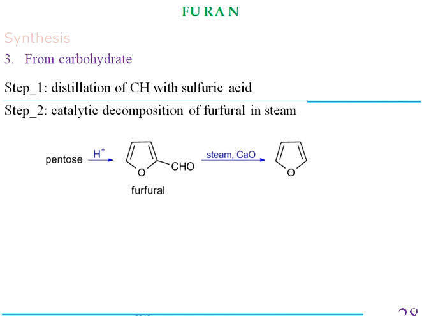Third synthesis for furan is from carbohydrates. It's a two-step process. In the first step, dehydration occurs using sulfuric acid. And in the second step, catalytic decomposition takes place in presence of steam.